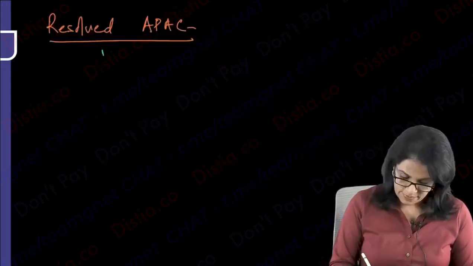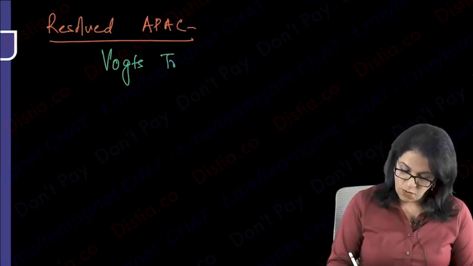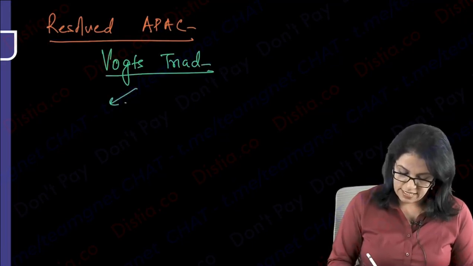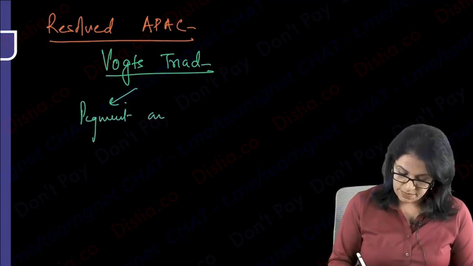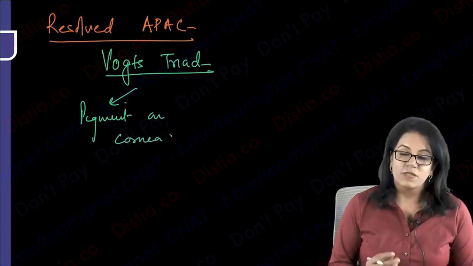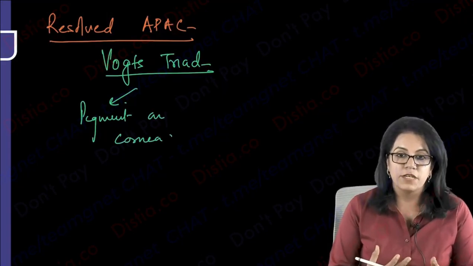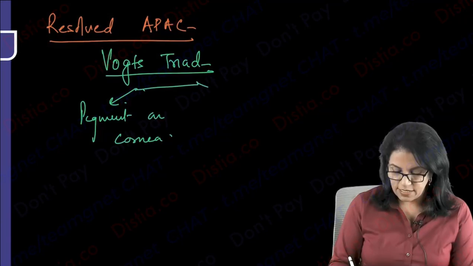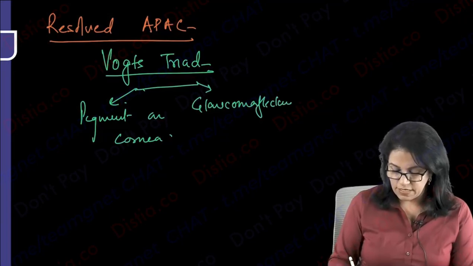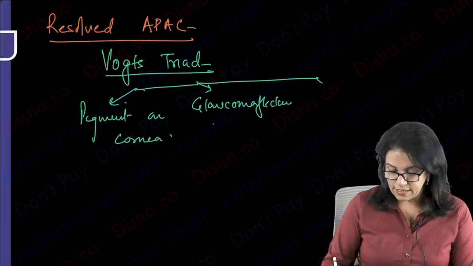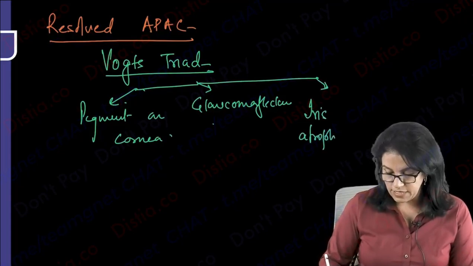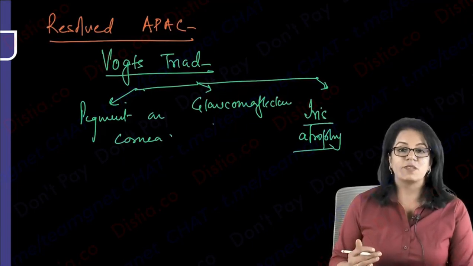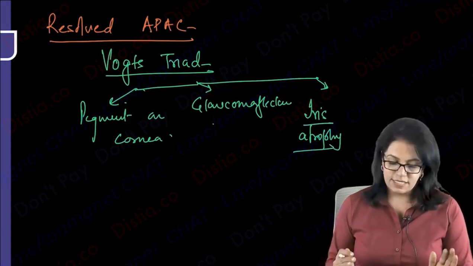What is Vogt's triad? Vogt's triad will be the findings, that is dispersion of pigment on the cornea, okay, so this could be just like KPs, pigment dispersion on the endothelial layer. That is what it is. Second is glaucoma flecken, which I have explained to you is nothing but epithelial cell infarcts. And third in the triad is iris atrophy. Okay, so any of this triad is indicating that this patient has had multiple attacks of acute congestive glaucoma.